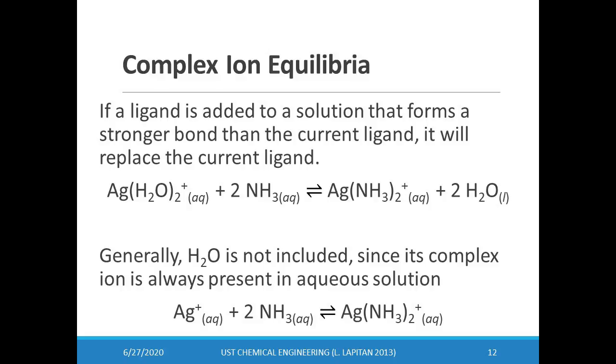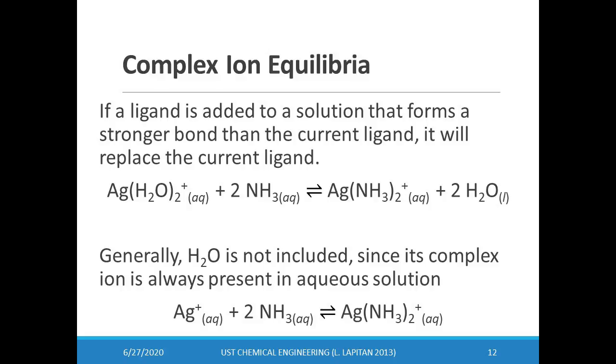Usually, metal ions exist in aqueous solutions as hydrated species. So this means that metal ions are usually surrounded by water molecules. For example, if you dissolve silver nitrate in water, silver ions are readily surrounded by water ligands as shown here. Hydrated silver ions usually contain 2 water ligands, although most of the time water is not included because its complex ion is always present in aqueous solution.